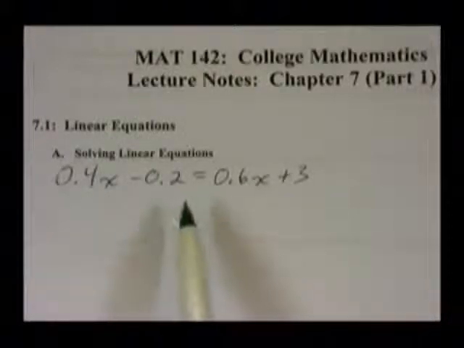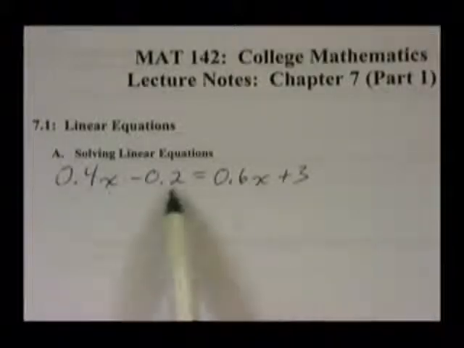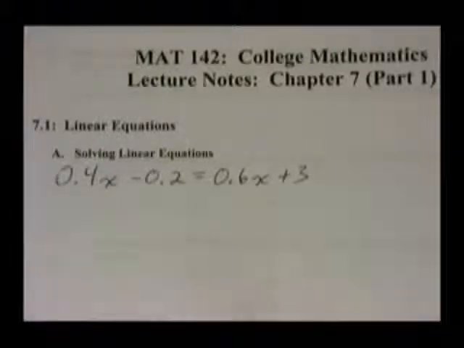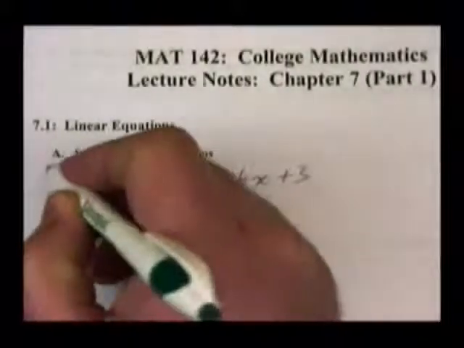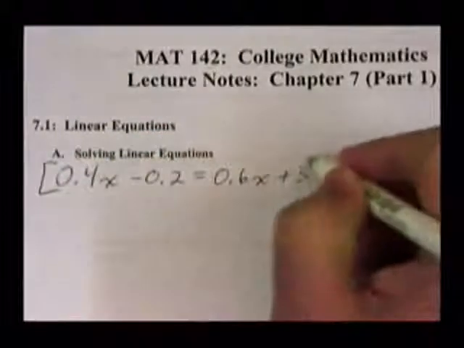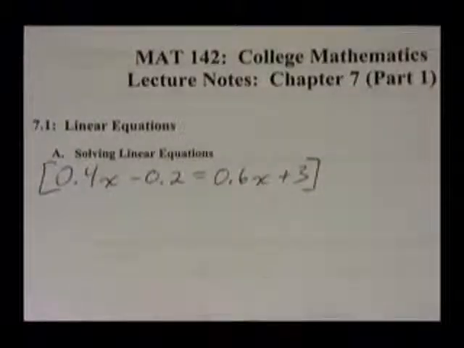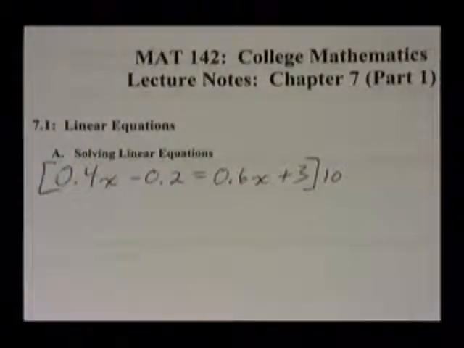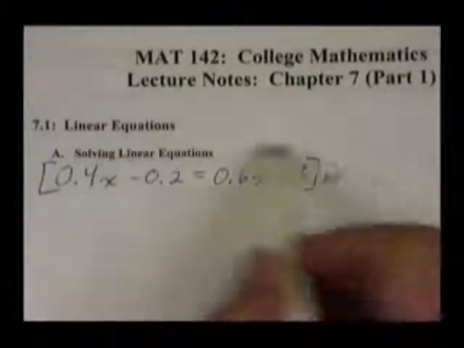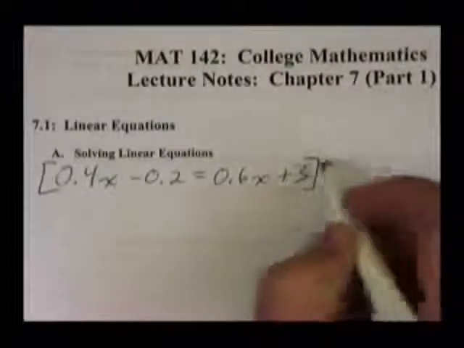On this one, since we have some decimals involved, we could actually clear the decimals if we wanted to. If we had fractions, we could clear those. It's an optional step, but I'm going to go ahead and do that just so we can remember how to do that. In order to clear the decimals, I'm going to multiply both sides through by 10. I'm going to multiply everything by 10, so that's just going to distribute everywhere.